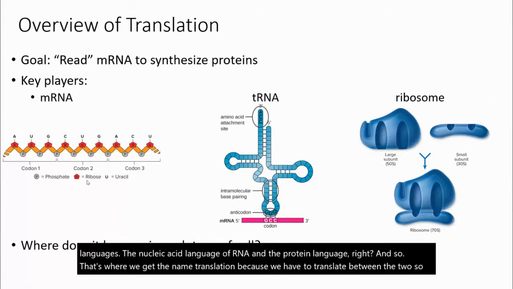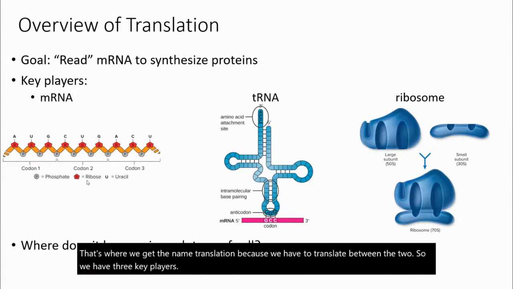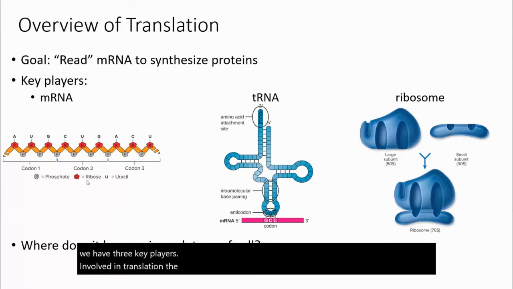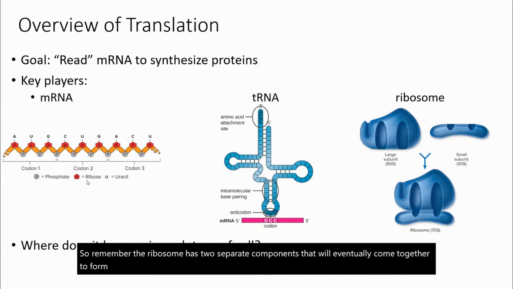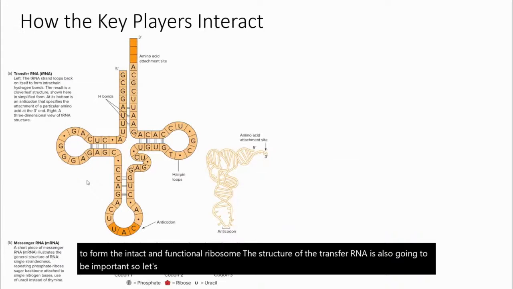So we have three key players involved in translation. The first is the messenger RNA. The second is a transfer RNA. And the third key player is the ribosome. So remember, the ribosome has two separate components that will eventually come together to form the intact and functional ribosome. The structure of the transfer RNA is also going to be important. So let's take a look at that.